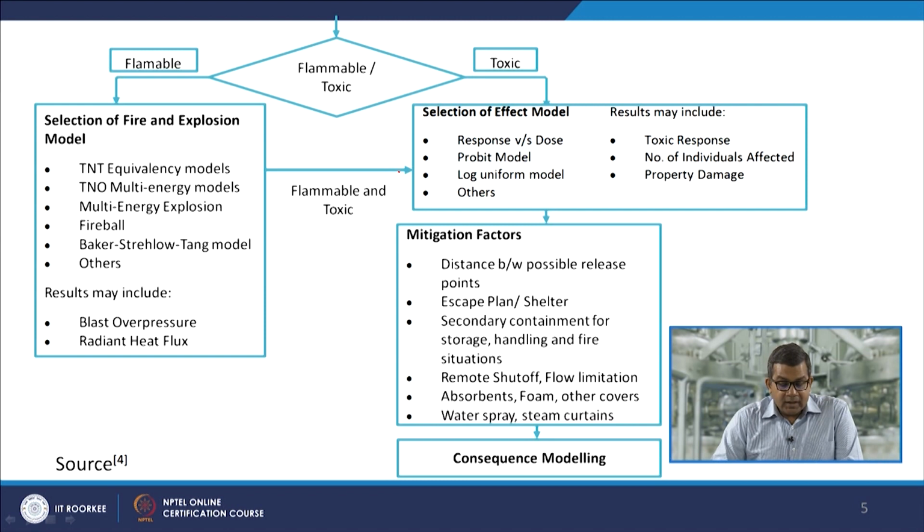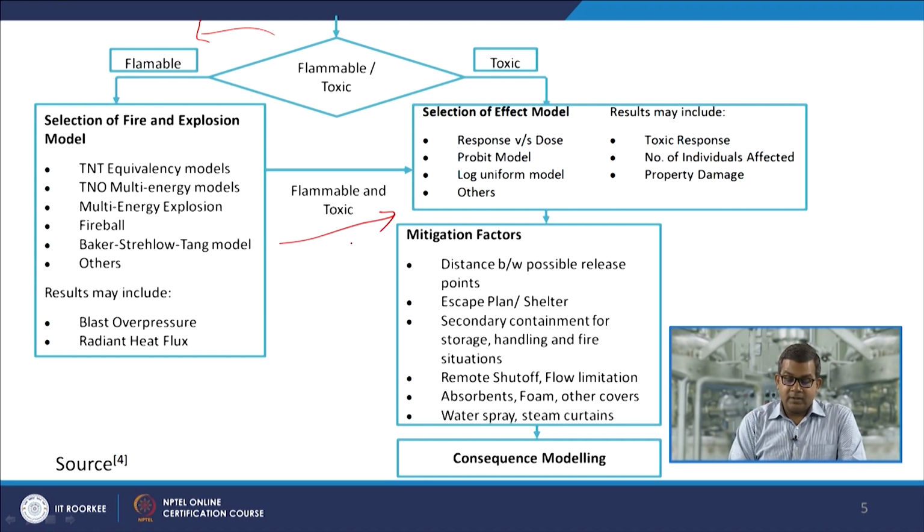Then while we are considering the flammable or toxic substances, we can enlist two different types of scenarios. So let us have a look at the flammable aspect. For the selection of the fire and explosion model, you may have a look at the TNT equivalency (trinitrotoluene equivalency) model, TNO multi-energy models, multi-energy explosion. There may be chances of a fireball, then the Baker-Strehlow tank model, then different other models. The result may include the blast overpressure and the radiant heat flux.